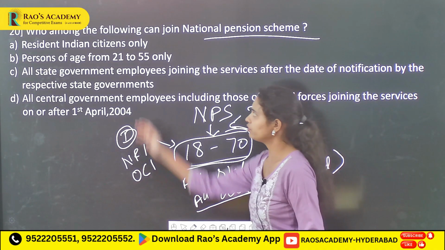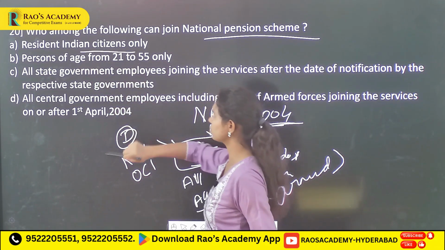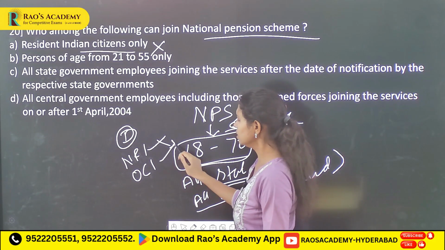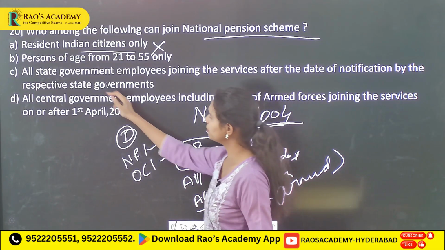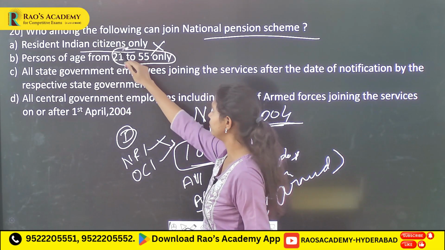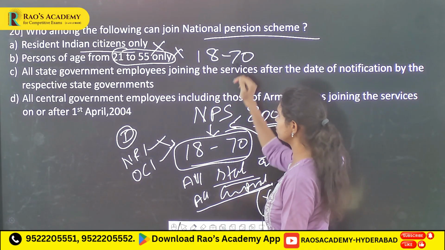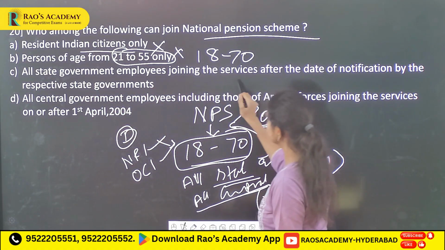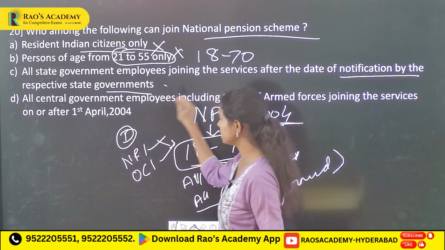So if you see the different statements, here it has given resident Indian citizens only. It is not resident Indian citizens only; it includes the NRIs as well as overseas citizens of India. Then followed by persons of age 21 to 55. It is not 21 to 55, it is actually 18 to 70 years of age. Then, all state government employees joining the services after the date of notification by the respective state governments. It is a correct one.